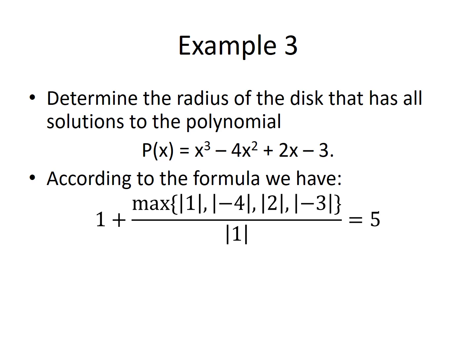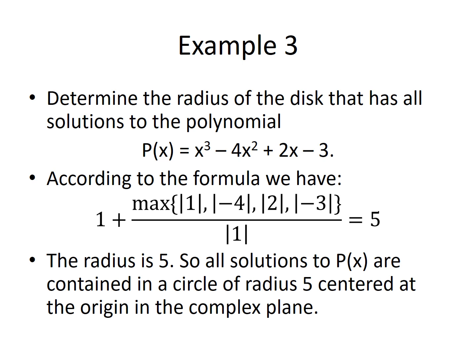According to the formula, we have the absolute value of all the coefficients, 1, -4, 2, -3. So take the absolute value of each one of those, and then take the largest of those. In this case, it's 4. Divide by the absolute value of the leading coefficient, in this case 1, and you get 4 divided by 1, which is 4. And then add 1 to that, and you get 5.